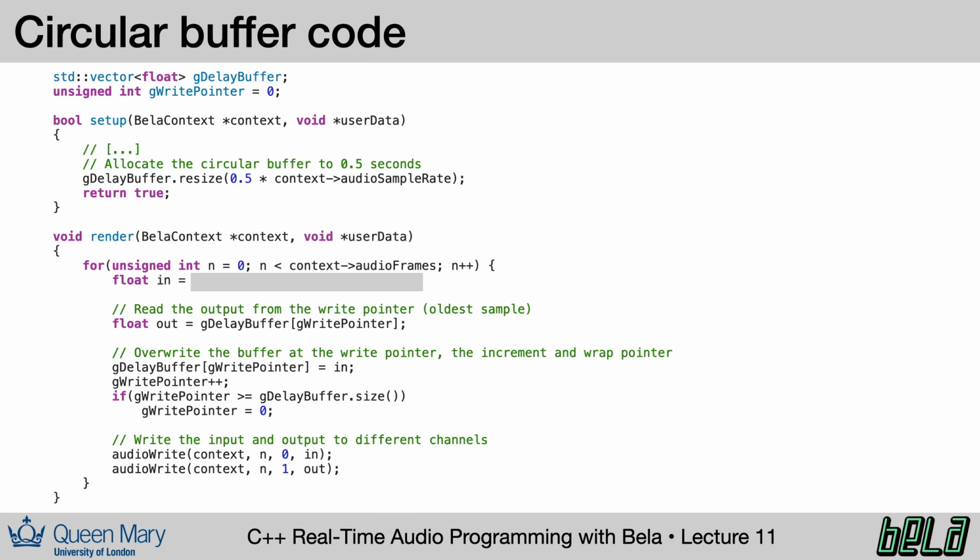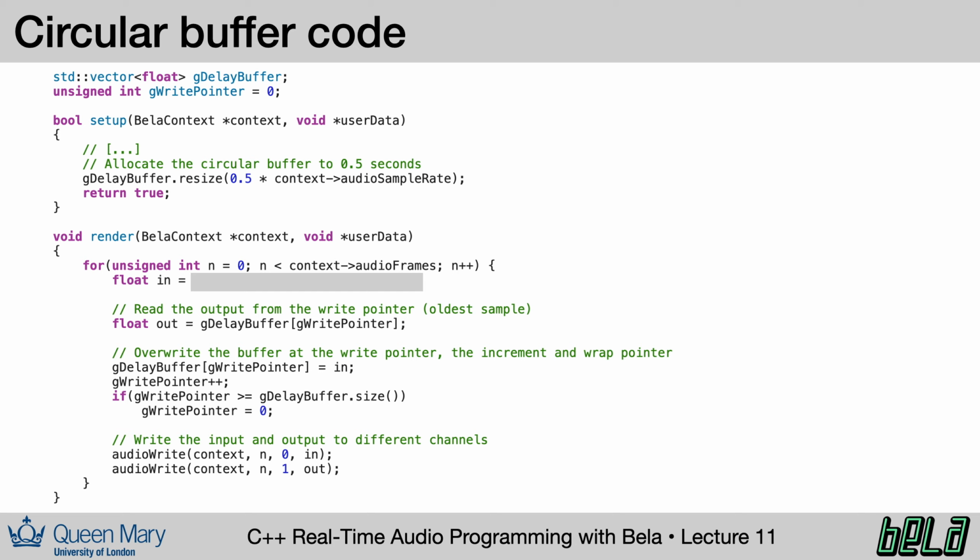Here's an overview of the most salient bits of the delay code. You can see at the top of the file are two global variables, including the C++ vector, and you can see that inside of setup we use the resize method to store a half-second of audio. It's useful to call resize inside of setup because this lets us handle any possible audio sample rate. Inside of render, we start by reading the input somehow. I've grayed that out because it's not important where the audio input comes from. The audio output is the part that's important.